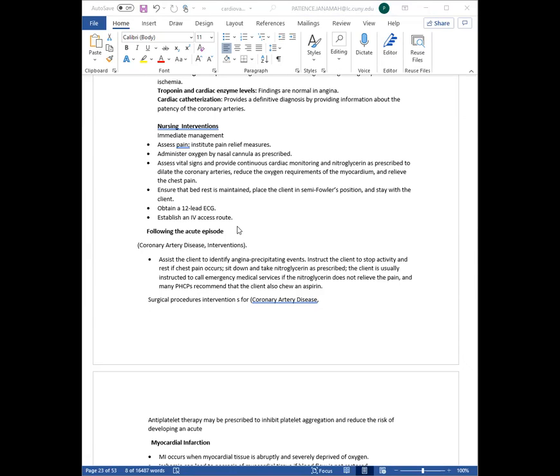So if it's stress, you relieve the stress. You educate them how to do it. That's what NCLEX is demanding of you. And there may be a surgical procedure, the percutaneous angioplasty, and then you can give antiplatelet medication that may be administered to reduce aggregation and reduce the risk of developing an acute attack.